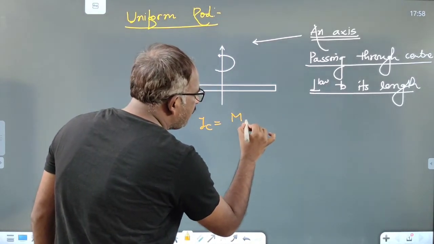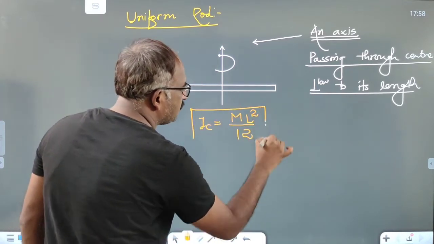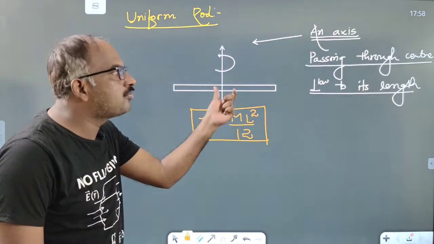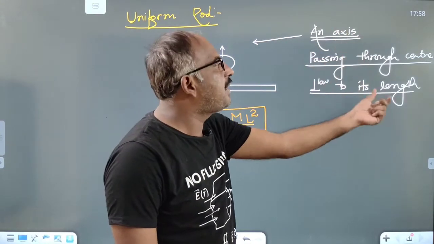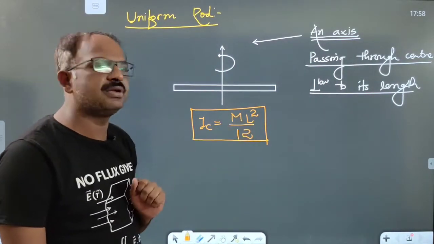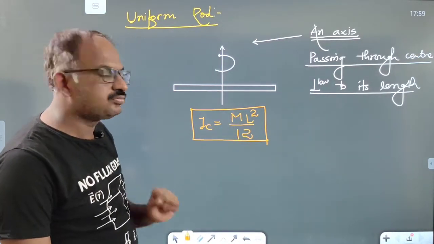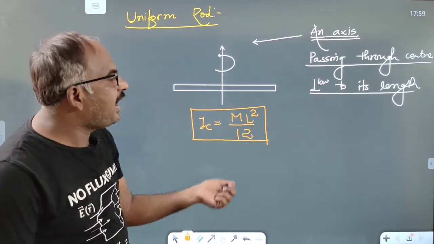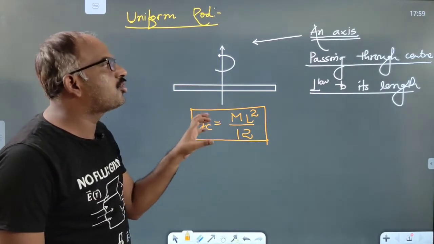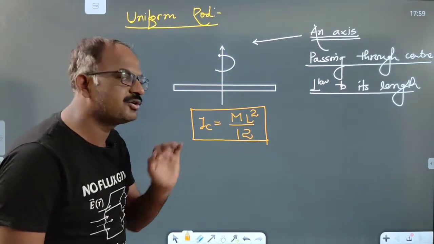Ic is equal to ml square by 12. Remember this. This is the moment of inertia of a thin uniform rod rotating about an axis passing through its center and perpendicular to its length. Here m is the mass of the rod and L stands for the length of the thin uniform rod. So Ic is equal to ml square by 12.